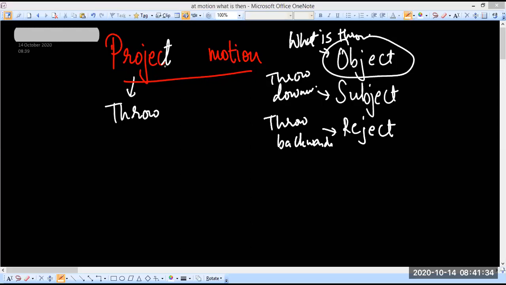Okay, but actually the word project means to throw, right?